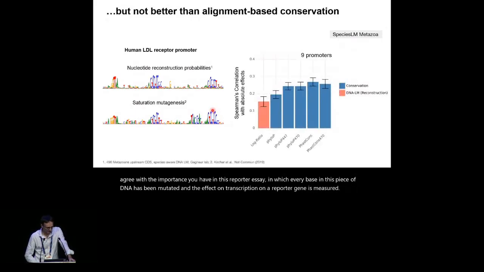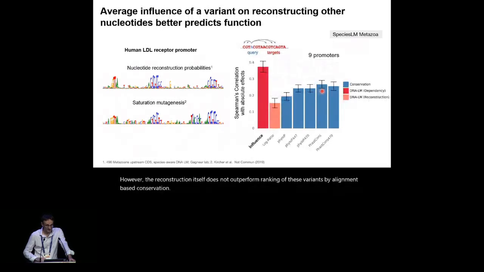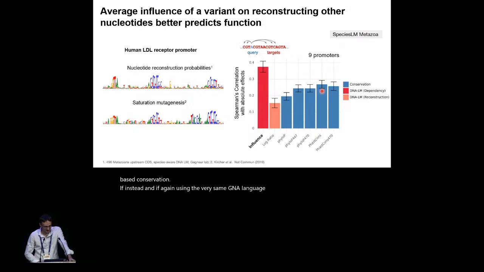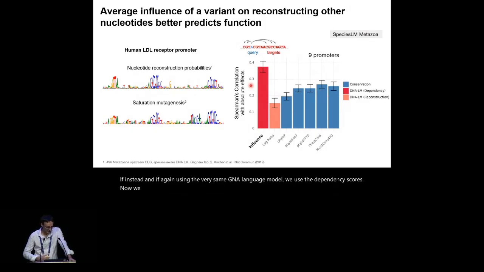However, the reconstruction itself does not outperform ranking of these variants by alignment-based conservation. If instead, again using the very same DNA language model, we use the dependency scores, we outperform the conservation and make a much better ranking than using the reconstruction.